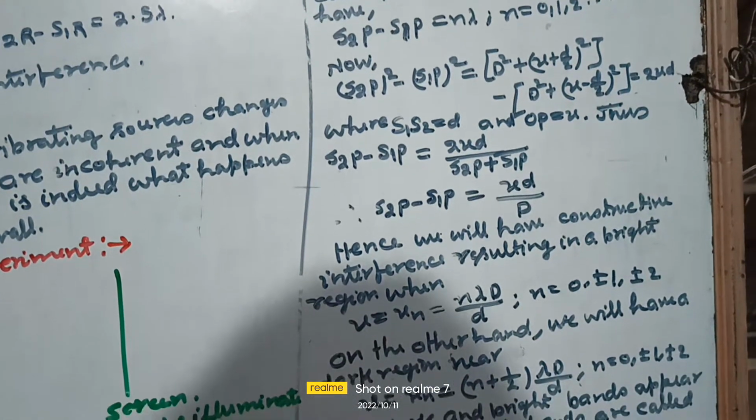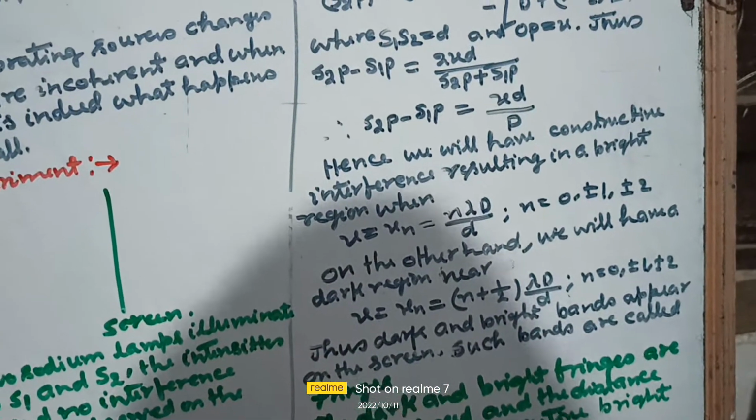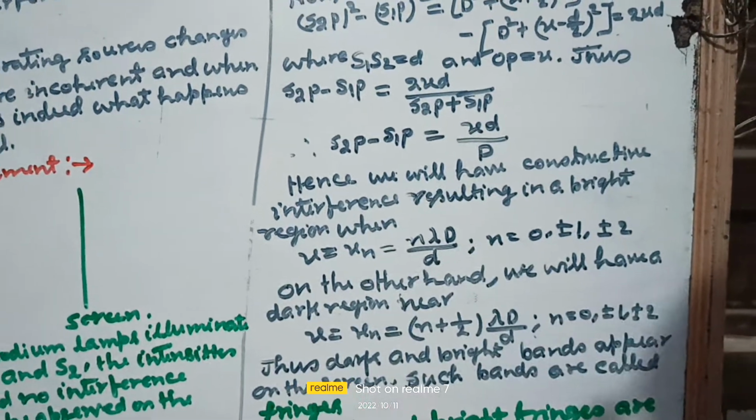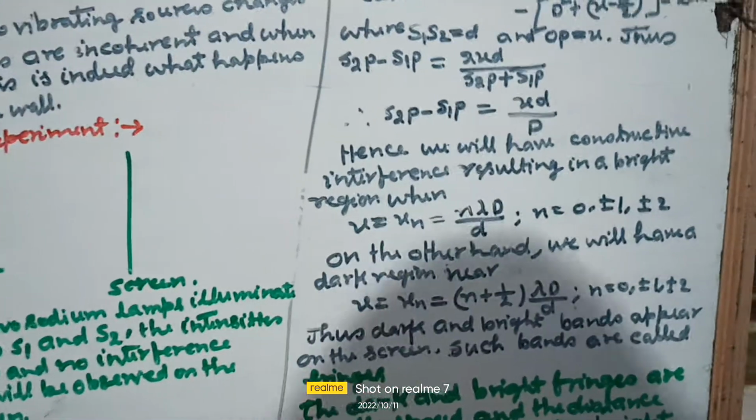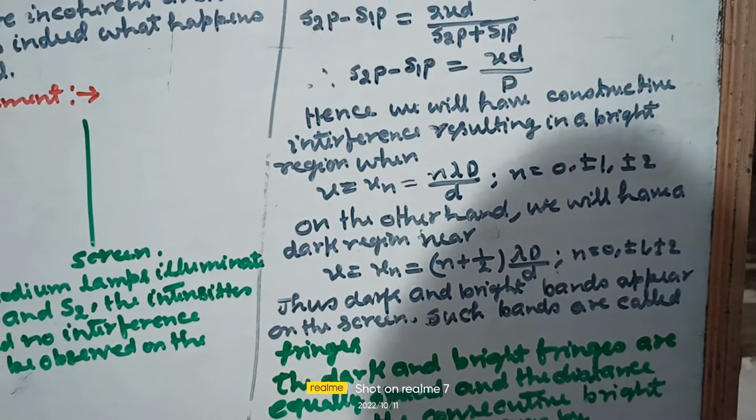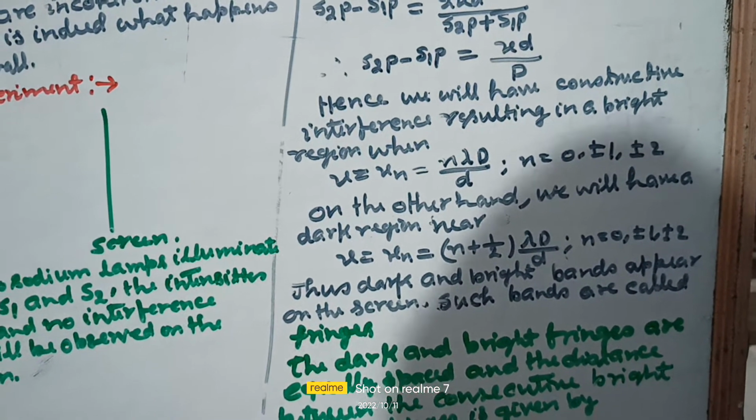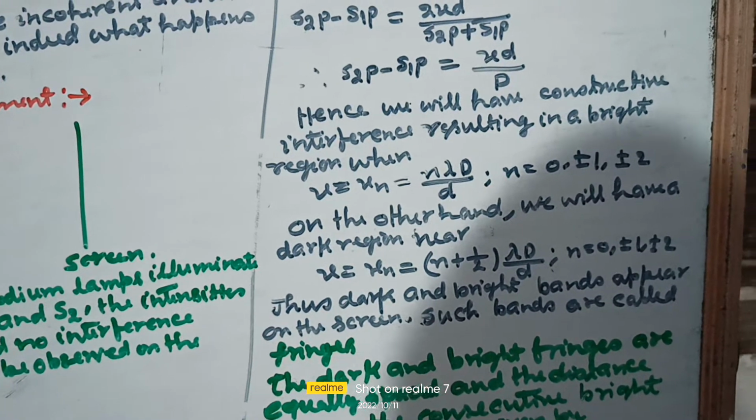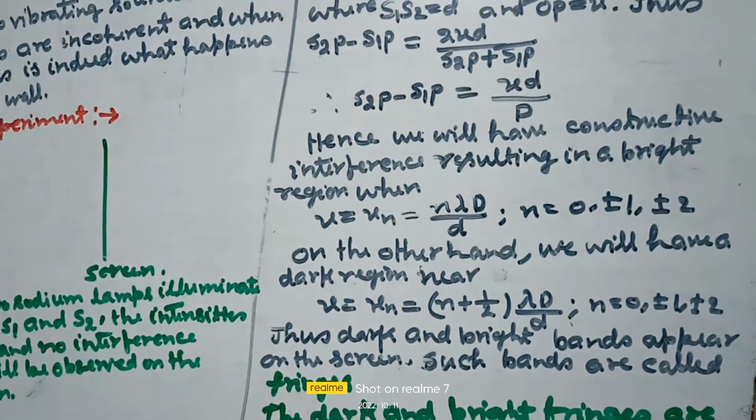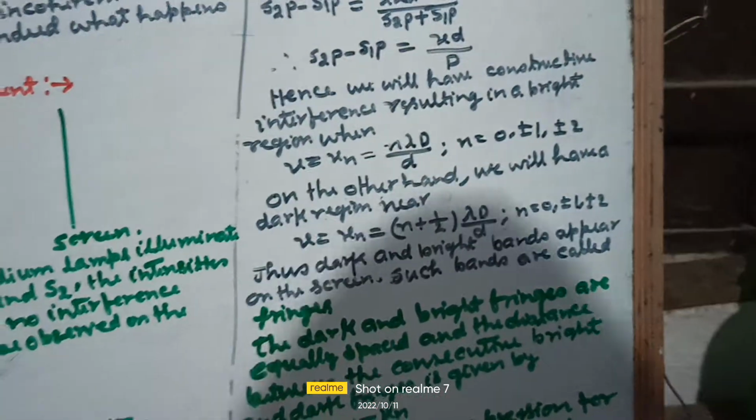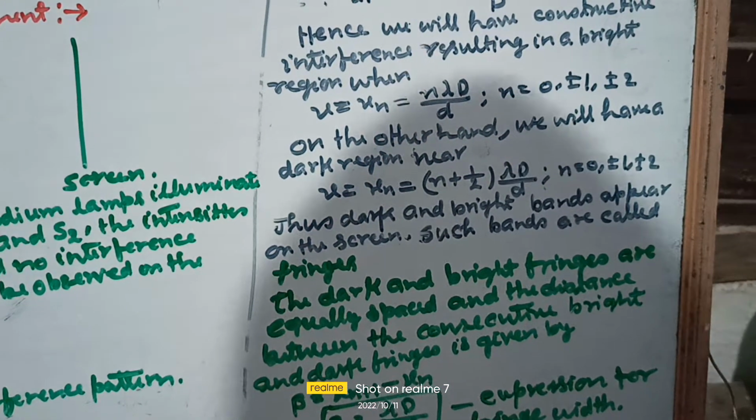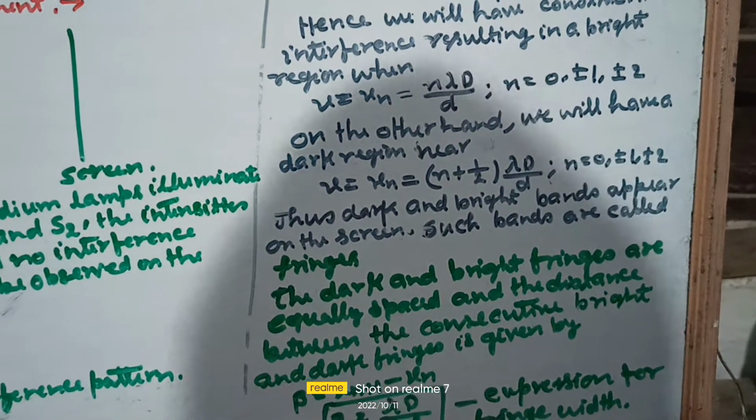Hence, we will have constructive interference resulting in a bright region when S equals x equals n lambda D by d. On the other hand, we will have a dark region near S equals x equals n plus 1 by 2 into lambda D by d for the dark region. For the bright region, S equals n lambda D by d. Thus, dark and bright bands appear on the screen. Such bands are called fringes.